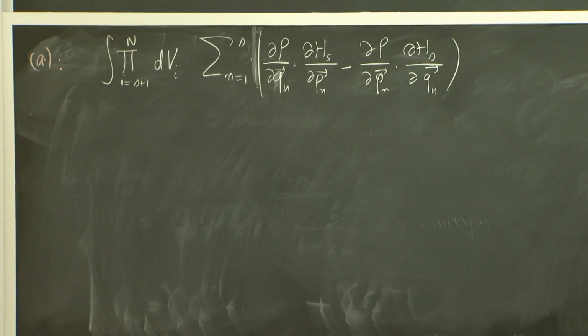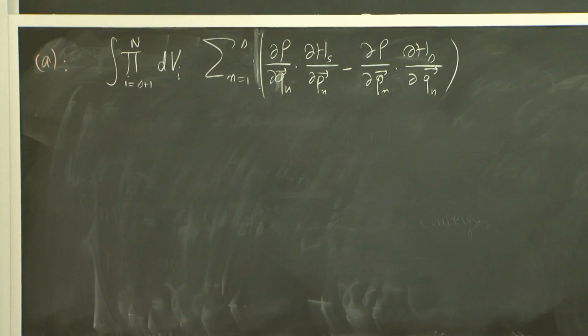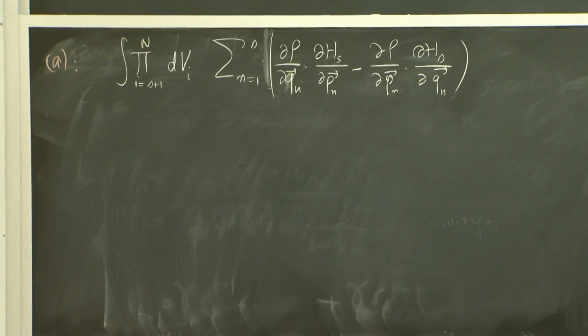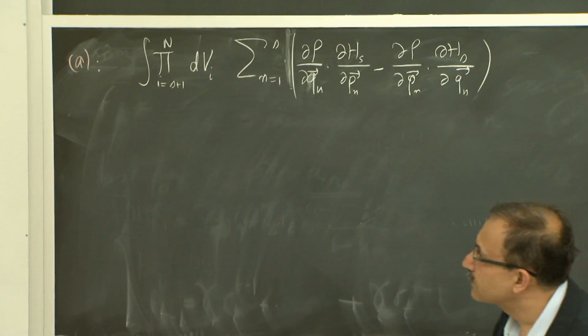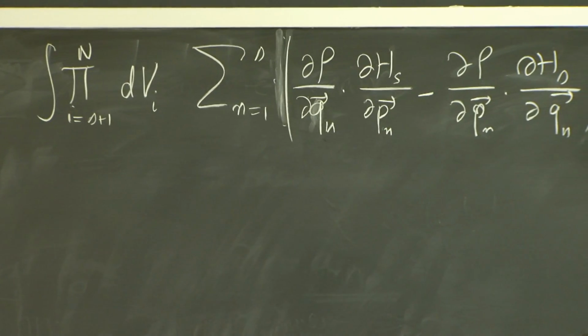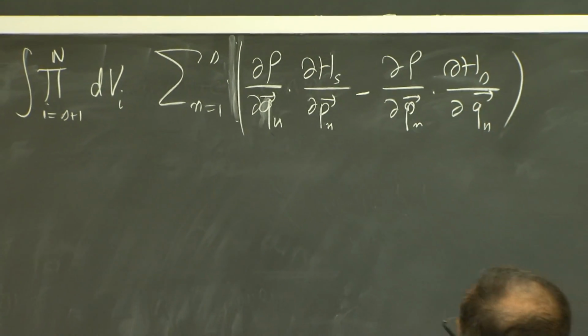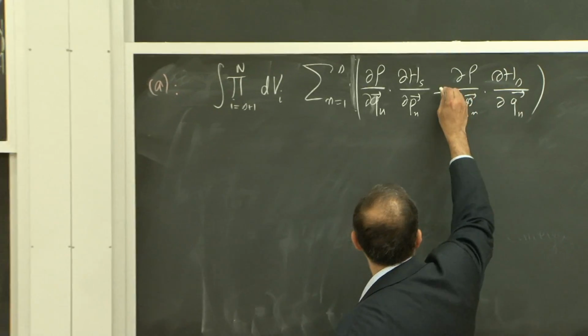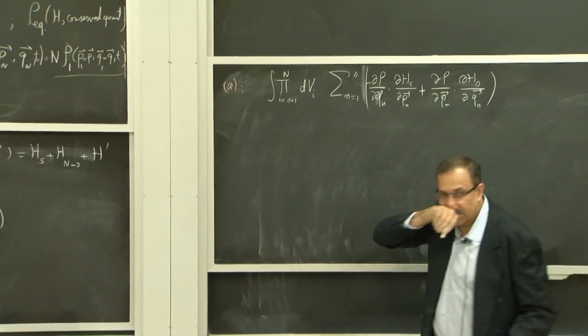Did I make a mistake? Isn't the Poisson bracket of rho and h, not h and rho? Rho. Oh, yes. So I have to put a minus sign here. Right. Good. Thank you.